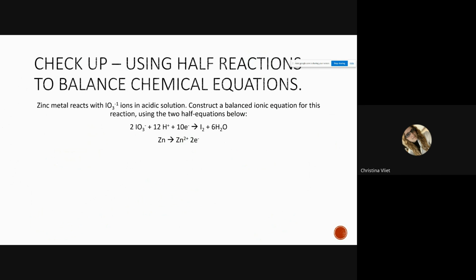What would you do? You want to balance this equation. Construct a balanced ionic equation for this reaction using two half equations below. By looking at these two half equations, can you tell which one is the reduction half equation and which one's the oxidation? Is this top one a reduction or an oxidation? How do we know?